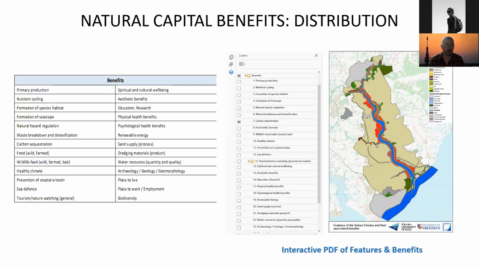You could see just how the different features are distributed. You could see what benefits are attached to particular features. For example, what does salt marsh or reed beds produce or mudflats produce in terms of the type of benefits. So a really nice, easy tool there for stakeholders to use, and that could go on to help inform their coastal planning efforts.